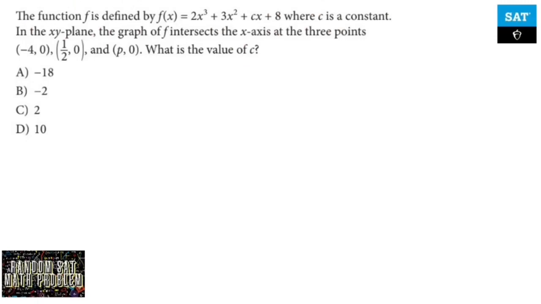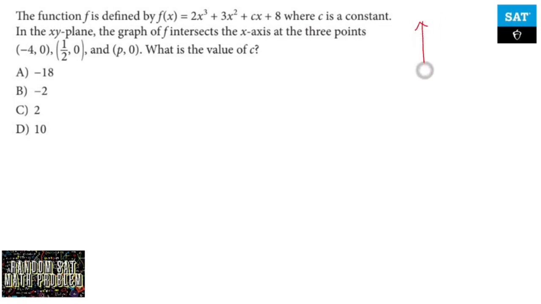This problem is a nightmare. The function f is defined by that cubic function right there. What do you notice? A big fat c right there attached to x. C is a constant. Got to find that constant out. In the xy plane, the graph of f intersects the x-axis at 3 points: (-4, 0), (1/2, 0), and, great, another letter, (p, 0).